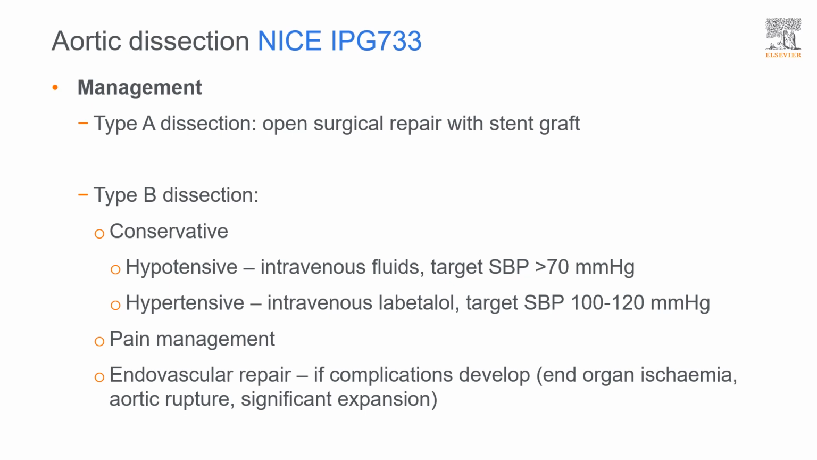In type B dissection, conservative management with medical therapy is trialled in the first instance. In the hypotensive patient, this involves intravenous fluids with a target blood pressure of above 70 millimeters of mercury. In the hypertensive patient, intravenous labetalol to reduce the blood pressure to a target of between 100 and 120 millimeters of mercury. Pain management with opiates is important, and in type B dissection, if complications develop such as end-organ ischemia, aortic rupture or significant dissection expansion, endovascular repair with stent and graft placement can be considered.